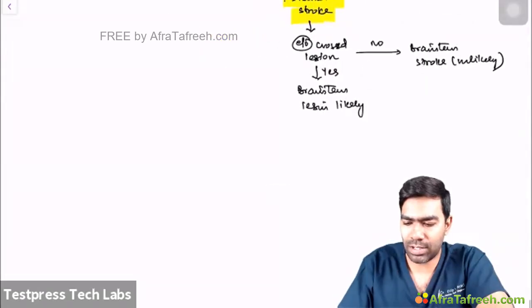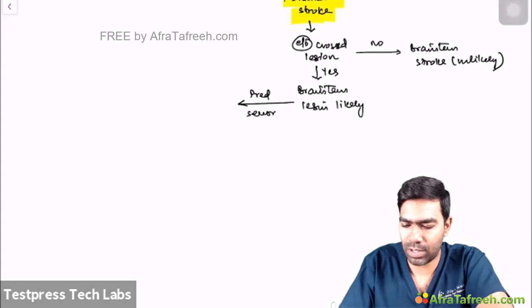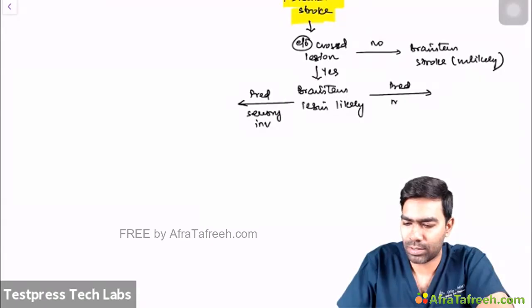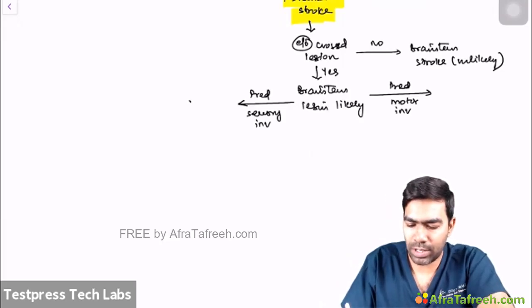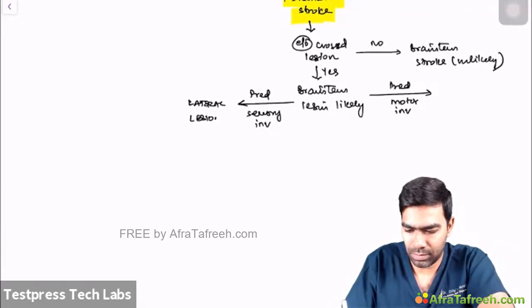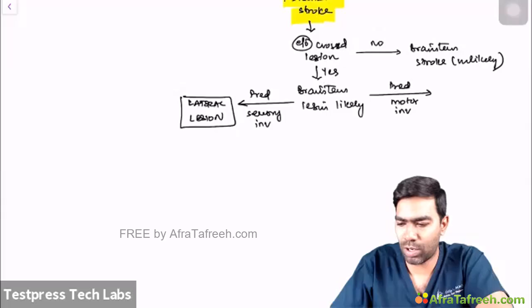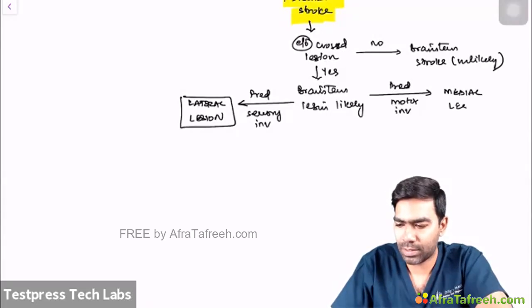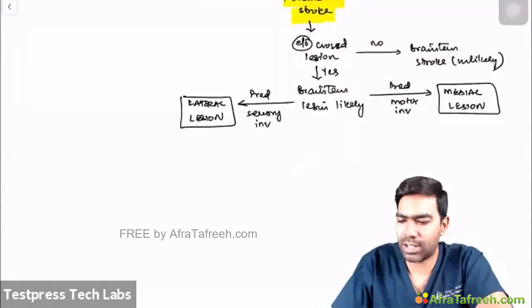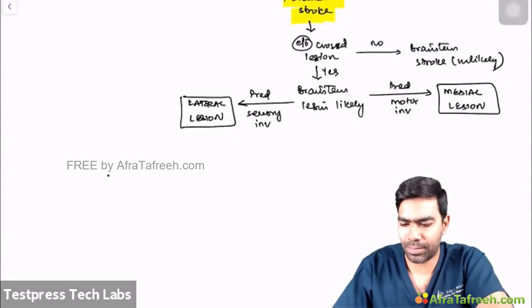So in the cross lesion, I am seeing whether there is predominantly sensory involvement or predominantly motor involvement. If it's predominantly sensory involvement, I'm going to think about a lateral brainstem lesion. And if it's predominantly motor involvement, I'm going to think about a medial brainstem lesion, or you can call it a non-lateral lesion also, likely to be a medial lesion. That's all.